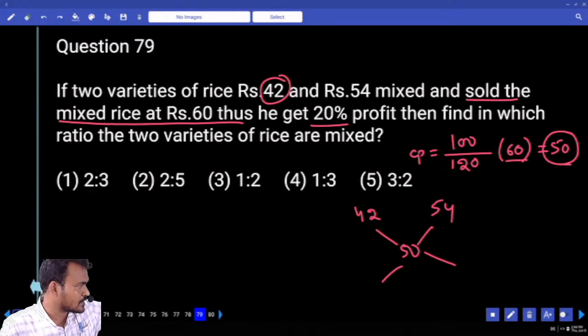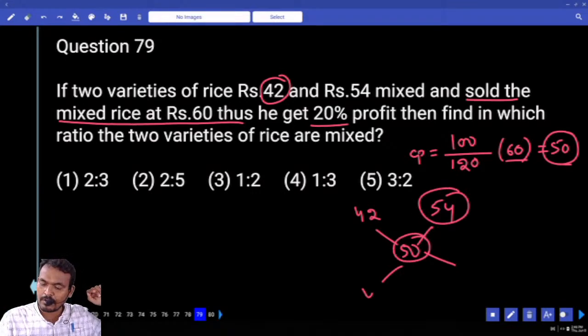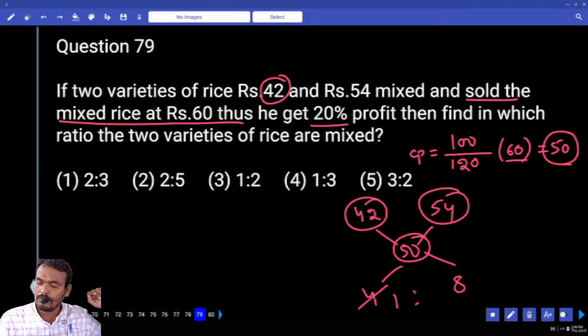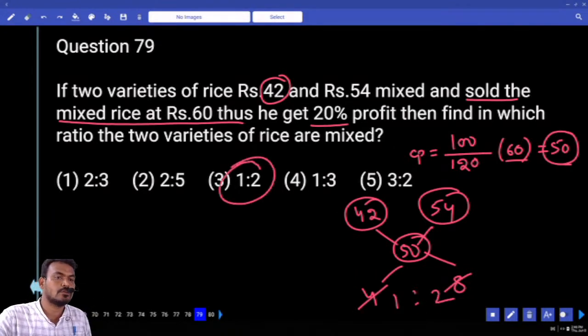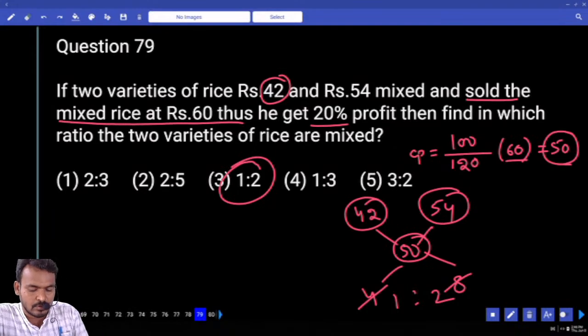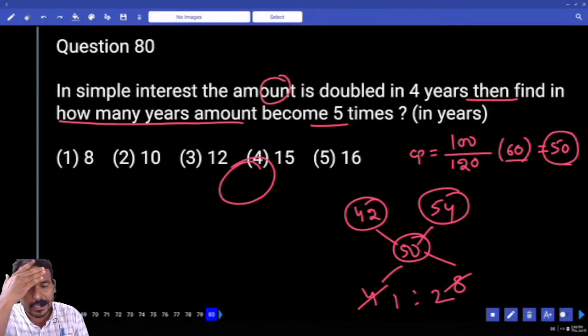What is the Q1 cost price? 42. What is the Q2 cost price? 54. What is the mixture cost price? 50. What is the difference between 54 and 50? 4. And between 50 and 42? 8. What is the ratio? 1:2. Both are mixed in which ratio? 1:2. Next question, number 80.